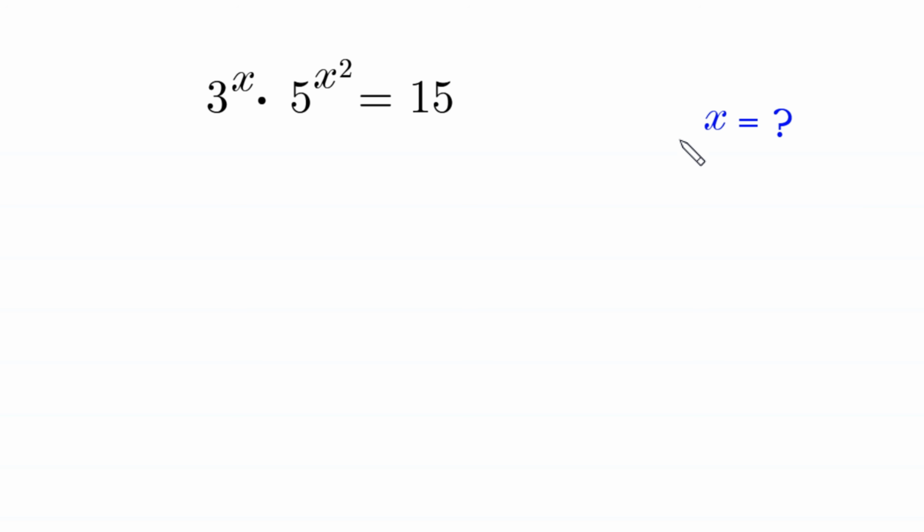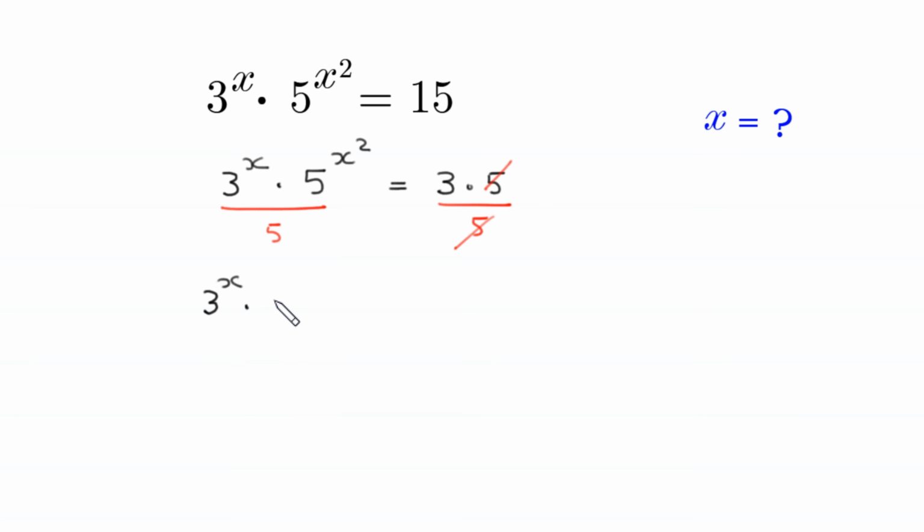So let's start. 3 to the power x times 5 to the power x squared is equal to 15, and this 15 can be written as 3 times 5. From here we divide both sides by 5. So this 5 gets cancelled with this 5, and this equation will become 3 to the power x times 5 to the power x squared divided by 5 is equal to 3.